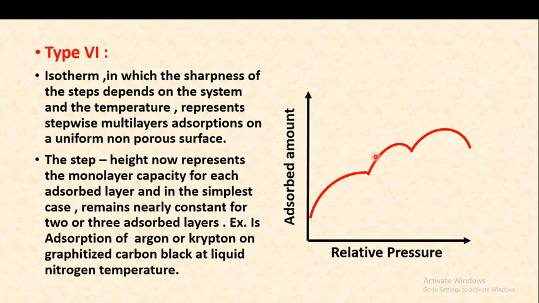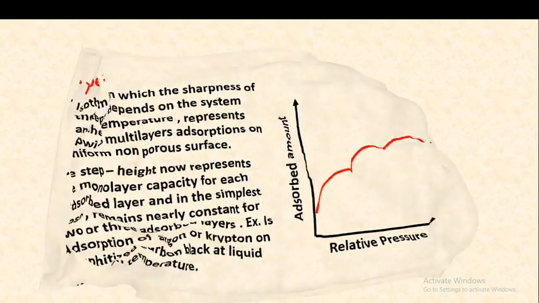Means this step height remains nearly constant for 2 or 3 adsorbed layers, and the example of this type of adsorption isotherm is the adsorption of argon or krypton gas on graphitized carbon black, but at liquid nitrogen temperature. So this was the last type of adsorption isotherm, that is type 6, having adsorption on uniform non-porous surface.